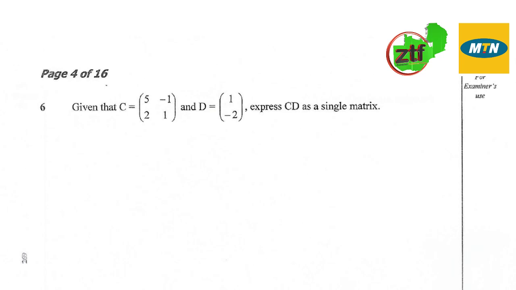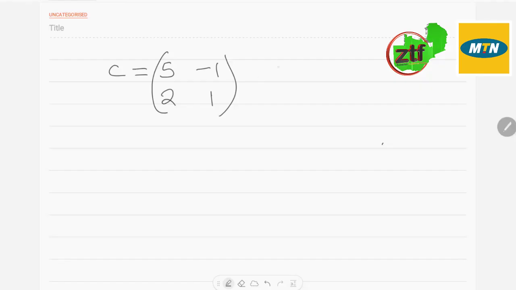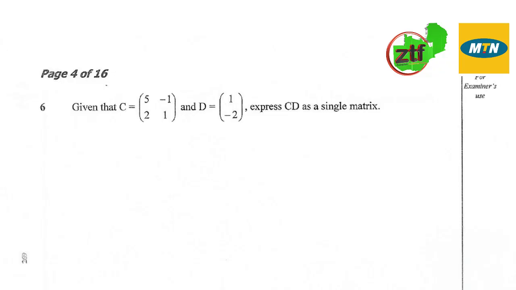5, negative 1, 2, and 1, and D is given as 1 and negative 2. Mind you, you don't need to put a division line there to say 1 over negative 2. These are just matrices. Then they are saying express CD as a single matrix. How are you going to express CD as a single matrix?